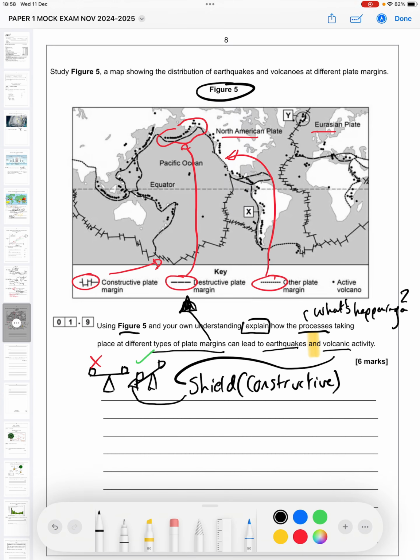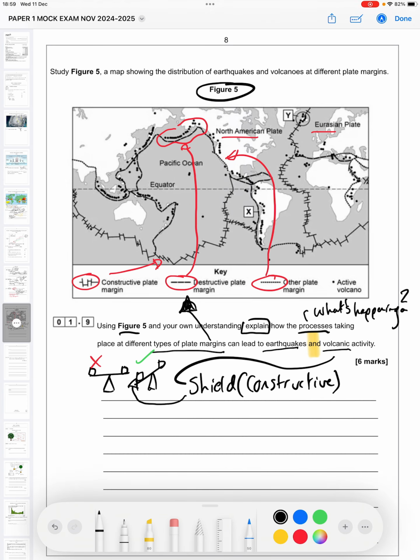The plates are moving towards or alongside each other, they inevitably get stuck and snagged. Tension builds up, and eventually the plates can't handle it anymore, and you will get that release of seismic energy as the plates jolt back into position, and you get your earthquakes.